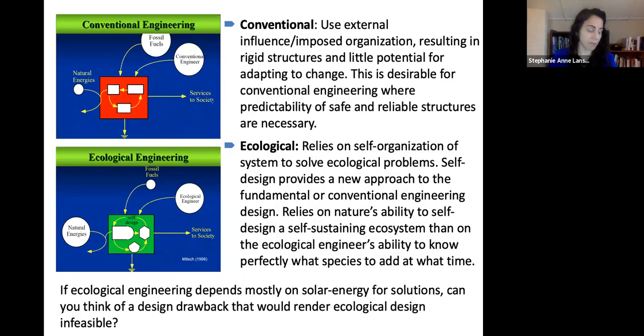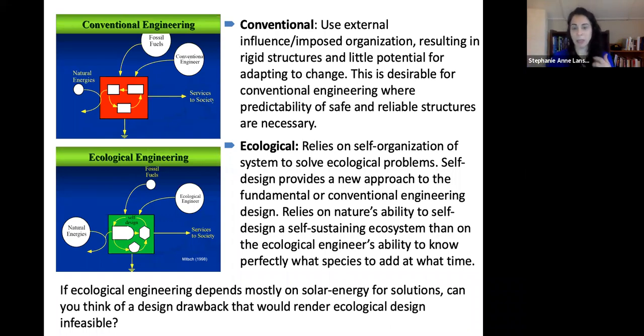So if we think about conventional engineering, we often use externally imposed organization, rigid structures. There's not a lot of adaptation to change. We have a wastewater treatment plant. We're going to put a lot of air into there, a lot of pumps. We're going to use a lot of fossil fuels, and we're going to keep it at exactly the same line, right? Because it's predictable and it's safe. And we do that for our drinking water, for our wastewater, for example.